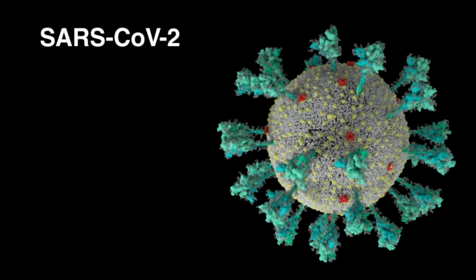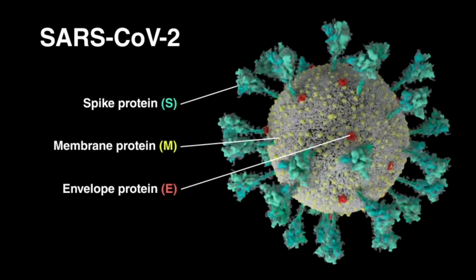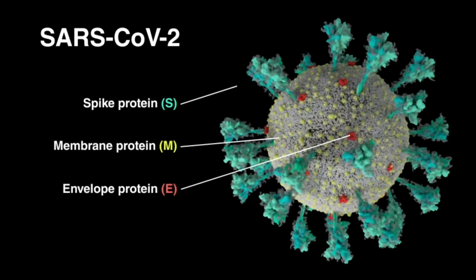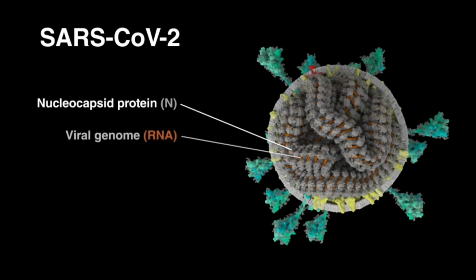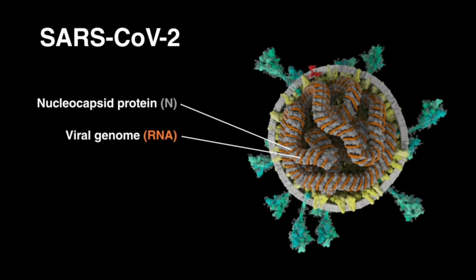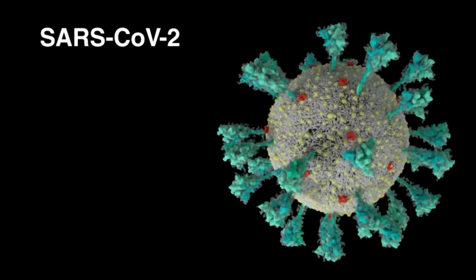SARS-CoV-2 is the virus that causes COVID-19. The viral surface is studded with spike proteins, shown in teal, membrane proteins, shown in yellow, and envelope proteins, shown in red. In cross-section, the viral RNA genome, in orange, is wrapped around nucleocapsid protein, shown in gray.